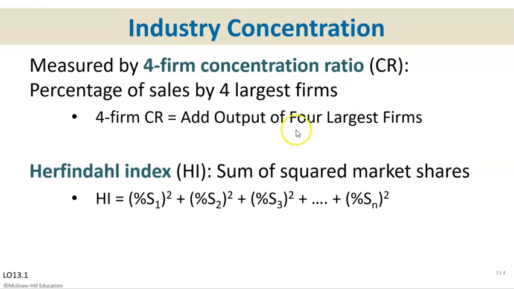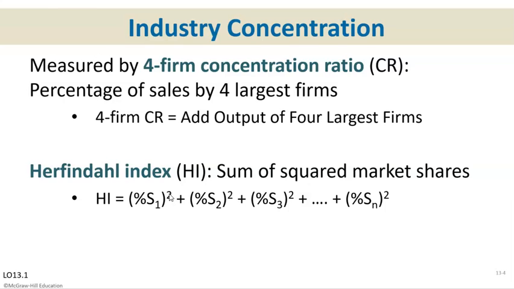The Herfindahl index is another way that we can calculate industry concentration. What we do here is we take all of the firms, not only the top 4, but all firms, and we square their percent of the sales, so their market share, and then we add all the numbers together.